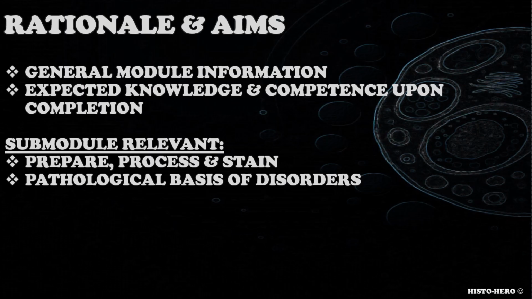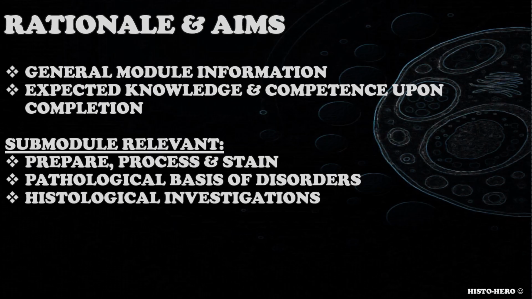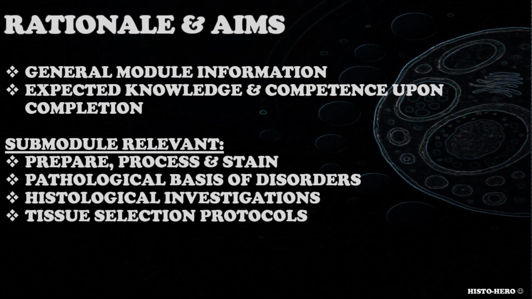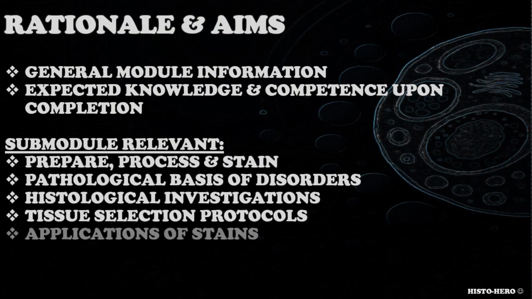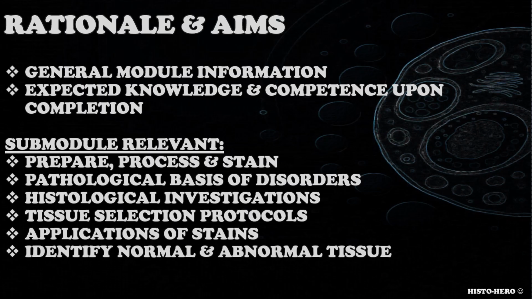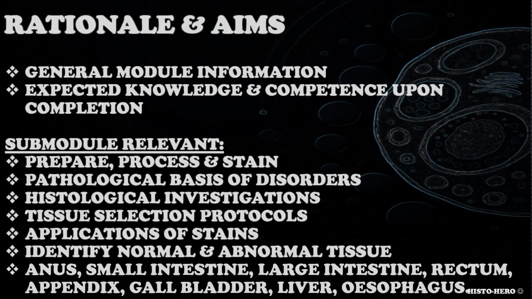Understand how these disorders may be investigated histologically. Understand tissue selection protocols and block selection. Understand the variety and applications used in the investigation of gastrointestinal and hepatobiliary histology. Identify normal and abnormal tissue. Gastrointestinal and hepatobiliary includes anus, small intestine, large intestine, rectum, appendix, gallbladder, liver, and esophagus.